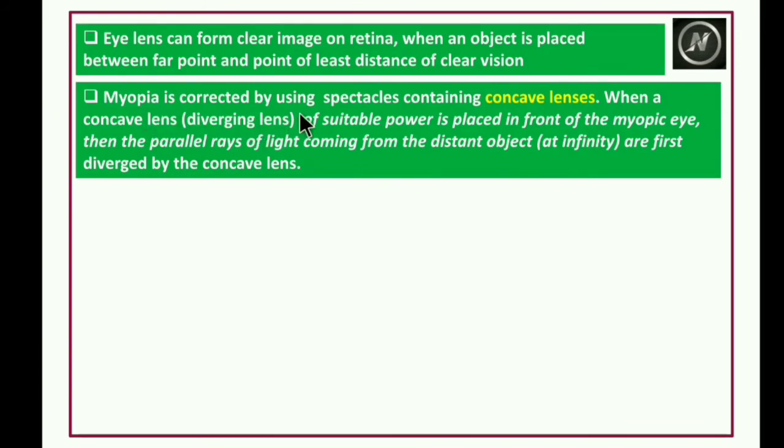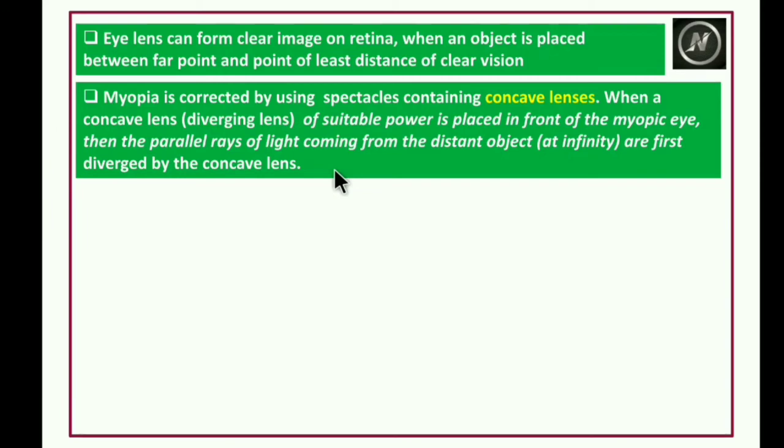Myopia is corrected by using spectacles containing concave lenses. When a concave lens of suitable power is placed in front of the myopic eye, then the parallel rays of light coming from a distant object are first diverged by the concave lens. What happens here?